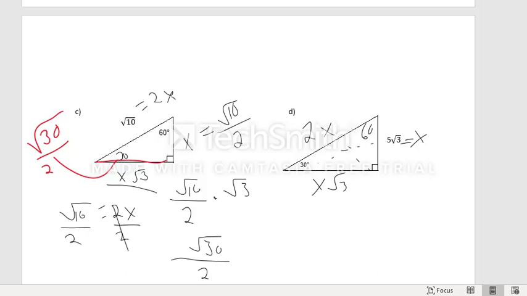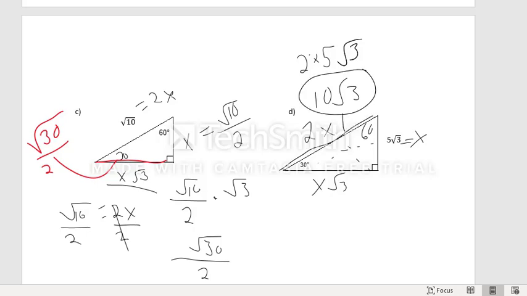All right, so since x equals 5 times the square root of 3, 2 times 5 times the square root of 3 makes this side 10 square roots of 3. Plug the x in here. 5 square roots of 3 times the square root of 3. Square root of 3 times square root of 3 is the square root of 9, which is 3. So that's 5 times 3, which is 15.